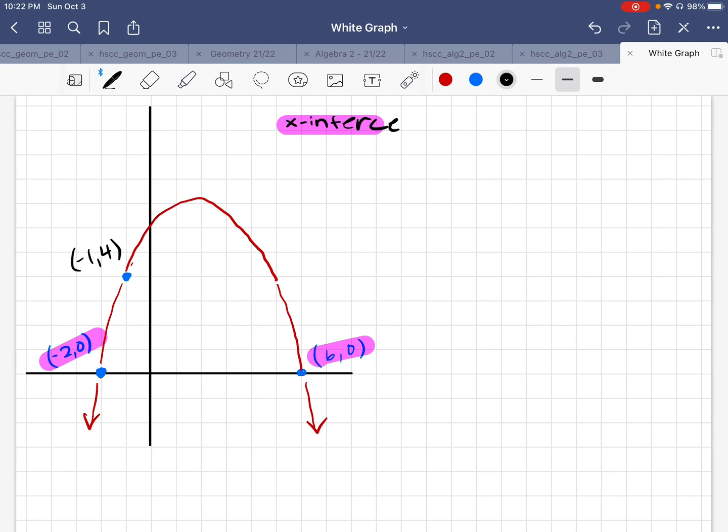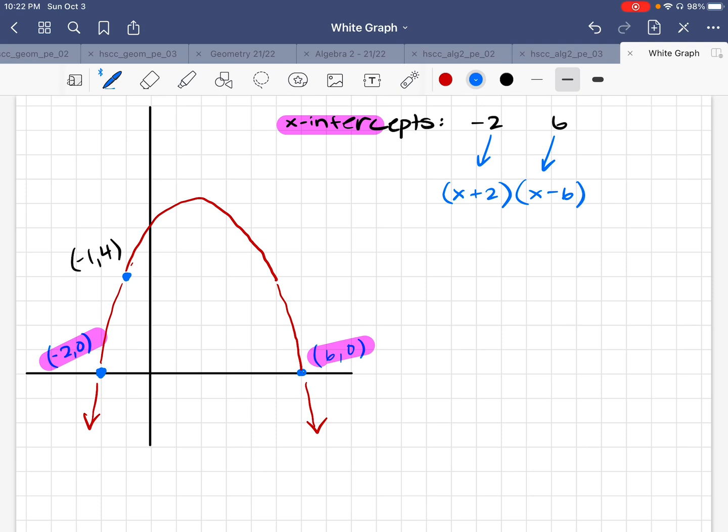So we start off with that. So we know what our x-intercepts are. Our x-intercepts are -2 and 6. So we have -2 and 6. Now what this tells us is you have a form that kind of looks like this: x plus 2, and then x minus 6. Okay, so we know that our parabola is going to follow this format right here.